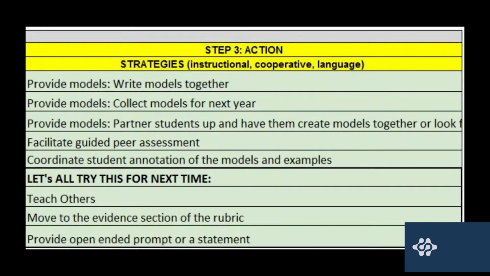Okay, so let's all try this by the next time. So we have the teaching each other, moving to the evidence, and then trying to make it more open-ended or a statement. I think that makes sense. We'll give it a try and see how it goes. No, we've talked about it. I think it's a great idea. And it gives us the freedom to try some of what we've been talking about, whether or not we should do it, and see how it works. Perfect. So now we're going to move to the proficient kids.